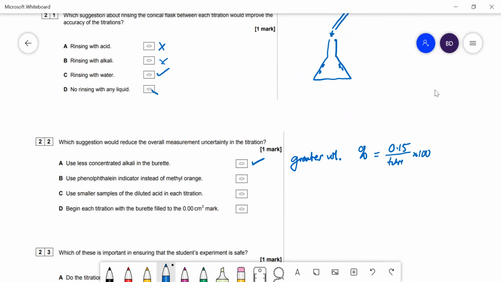There'd be no advantage in using phenolphthalein over methyl orange here. They're both fine. Use smaller samples of the diluted acid. That wouldn't be good, because then you'd use smaller volumes of NaOH. The titer would be smaller, so you get a bigger percentage error. And starting at the 0 mark doesn't make any difference at all. There's not any point in doing that.